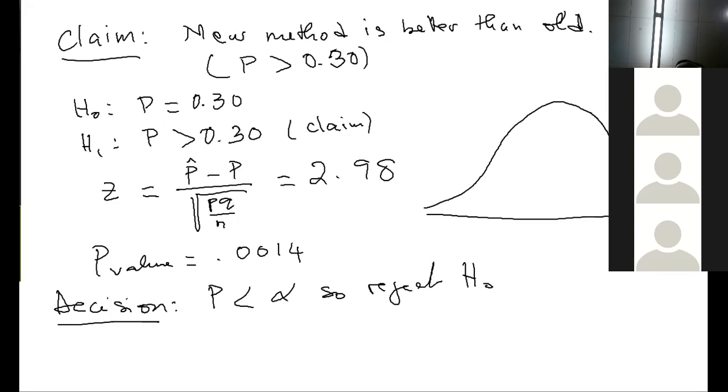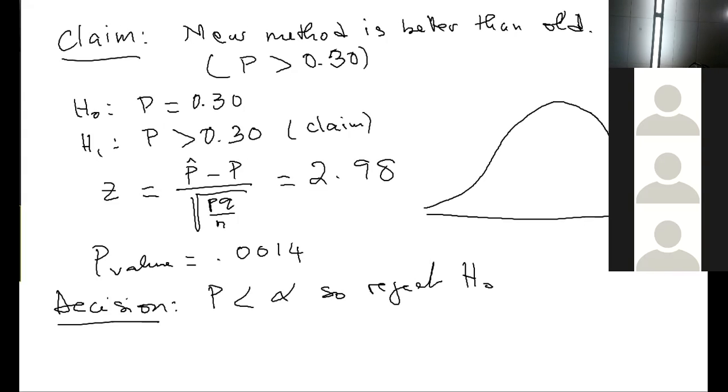The general rule is this. If p is less than alpha, reject H0. Otherwise, do not reject H0. Do we get this one? If p is less than alpha, reject H0. Otherwise, do not reject H0. So here p is less than alpha, so we reject H0. Do we all get it at this point?